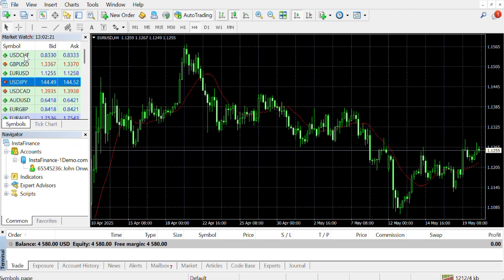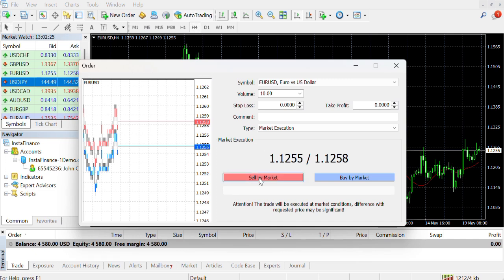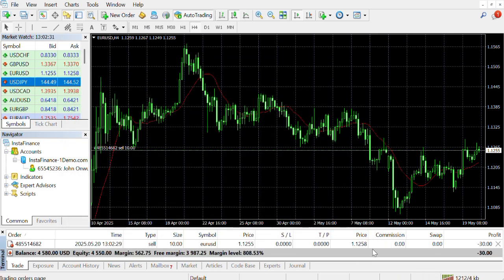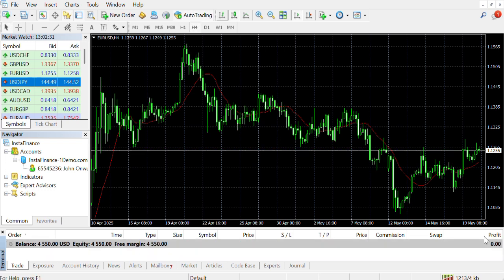So remember, if you want to do it, just go to new order, sell or buy. Then if you want to close, click the star.